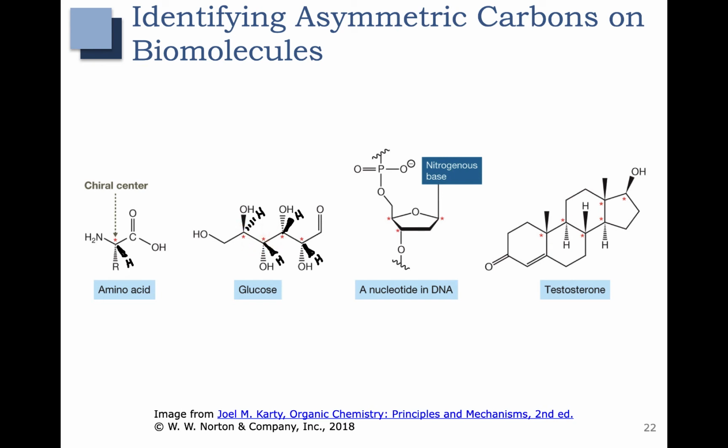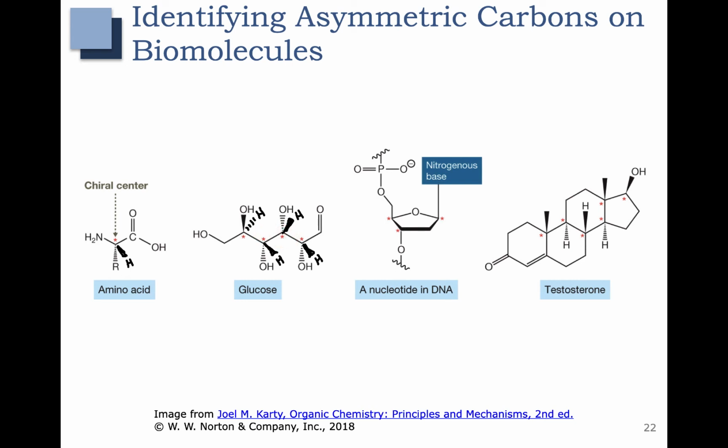Let's look at the next carbon. We have an OH, an H, a CH, and a CH. Let's check these out to see if they're different. This CH is attached to a CH2. This CH is attached to another CH. So that means this carbon is asymmetric.